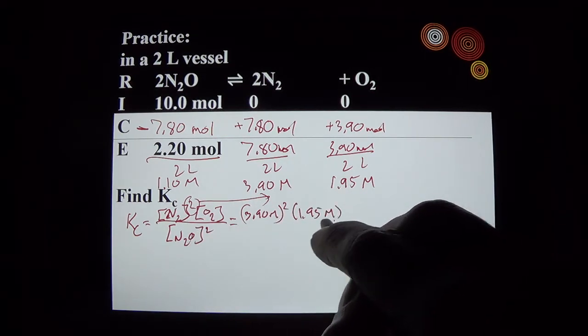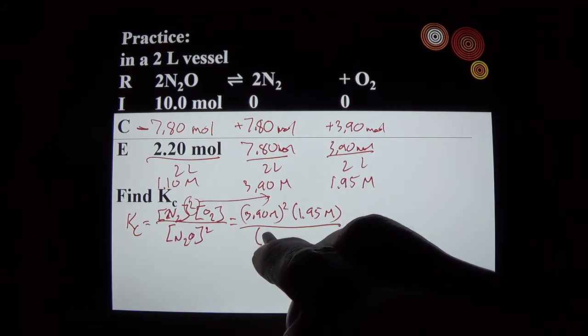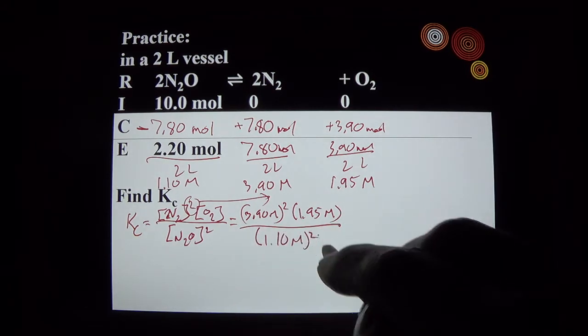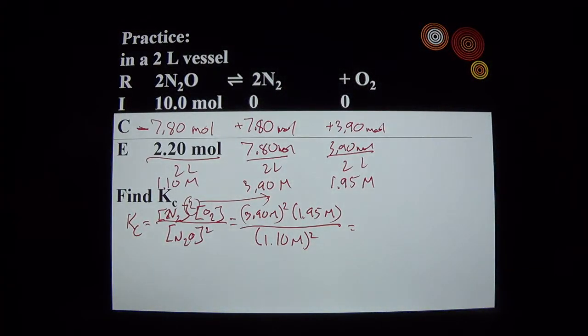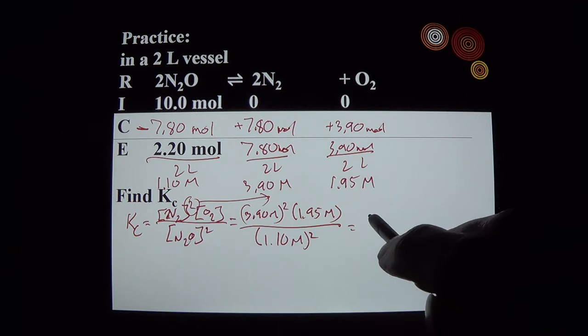1.95 molarity of oxygen divided by 1.10 molarity squared there. The labels will end up canceling, and so all I have left to do is put this through the calculator, and again, yay, it's calculator time. Okay, so we're going to do 3.9 squared times 1.95 and divide that by 1.1 squared. If you want time to put it into your calculator, then pause here.